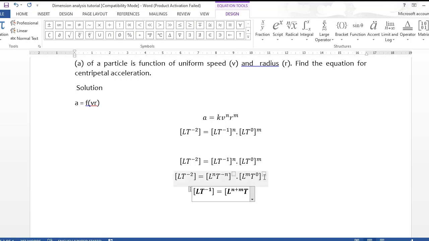So if you multiply, you'll be adding the powers. So it will be t to the power -n plus 0. So -n plus 0, you'll be getting the same -n. So t to the power -n.